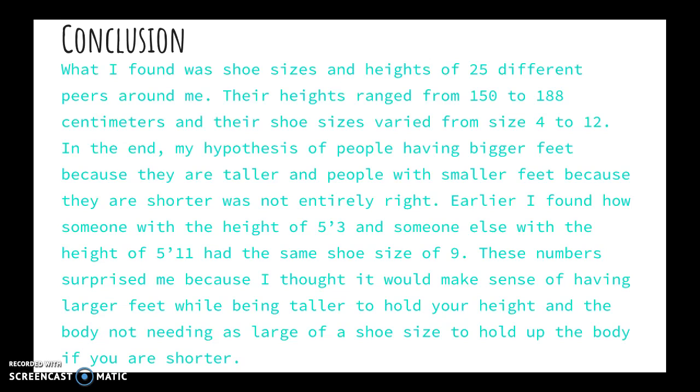Conclusion. What I found was shoe sizes and heights of 25 different peers around me. Their heights ranged from 150 to 188 centimeters, and their shoe sizes varied from 4 to 12. In the end, my hypothesis of people having bigger feet because they are taller and people with smaller feet because they are shorter was not entirely right.